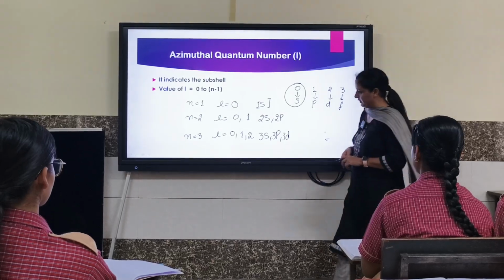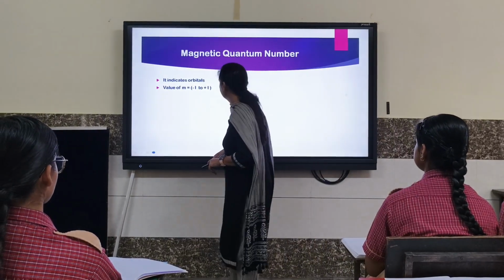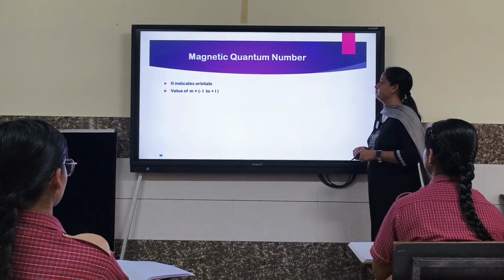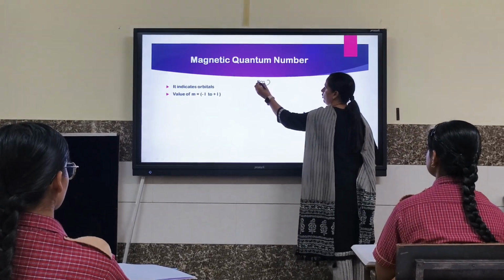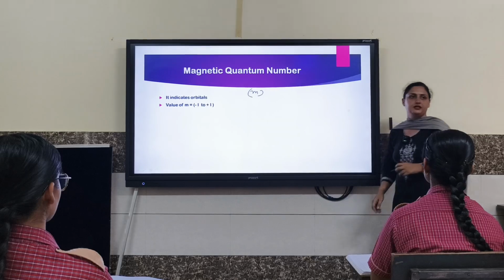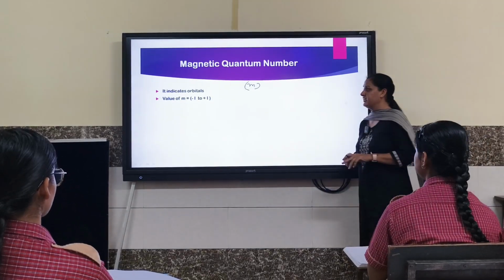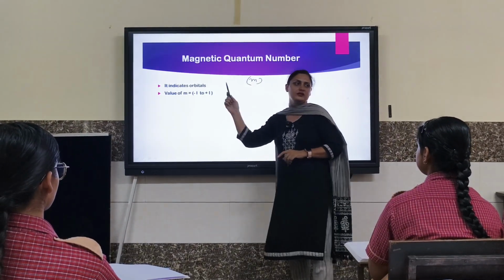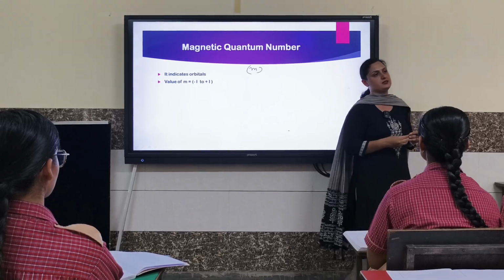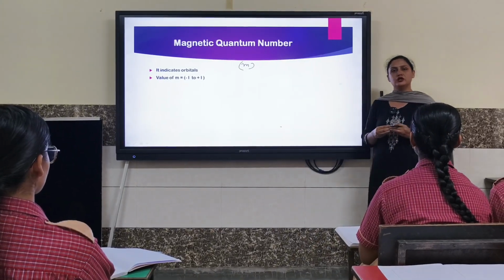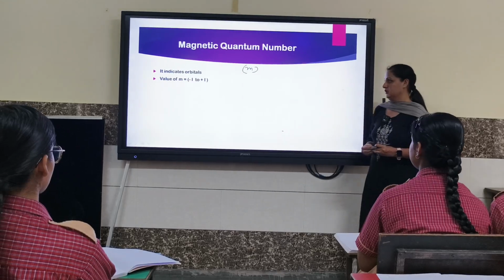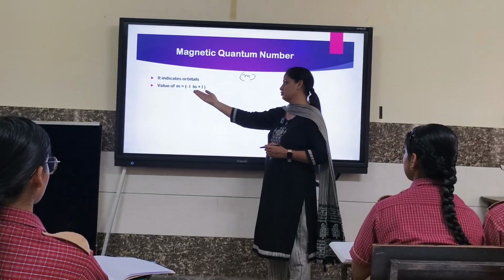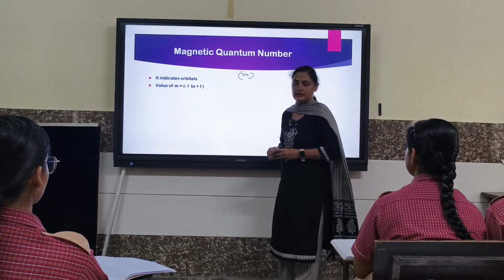Now moving to the next quantum number, magnetic quantum number. Magnetic quantum number is denoted by letter m, as we have already studied. It indicates the orbitals. Now what is orbital? Orbital is the path around the nucleus where probability of finding electron is maximum. The value of ml ranges from minus L to plus L.